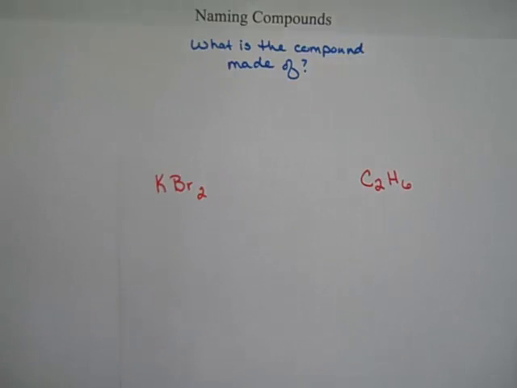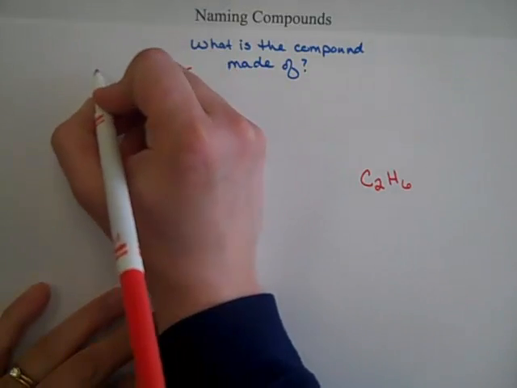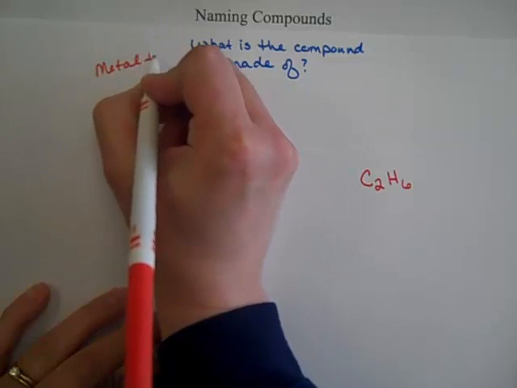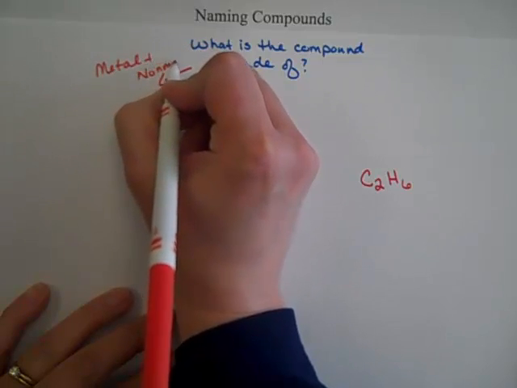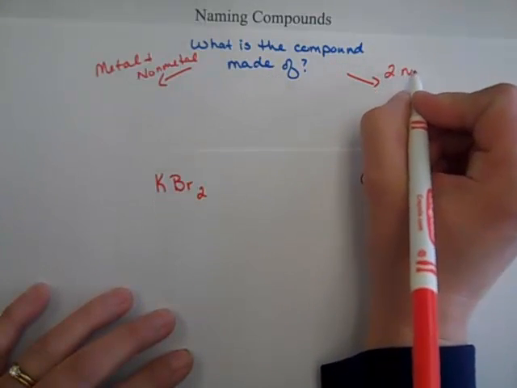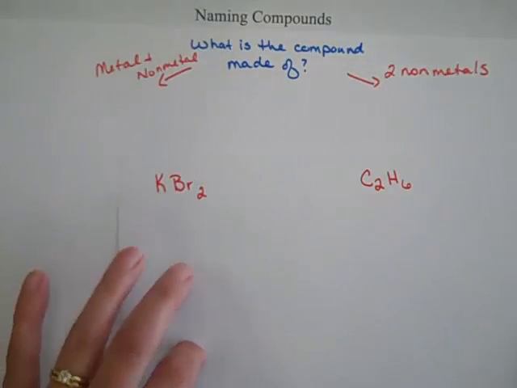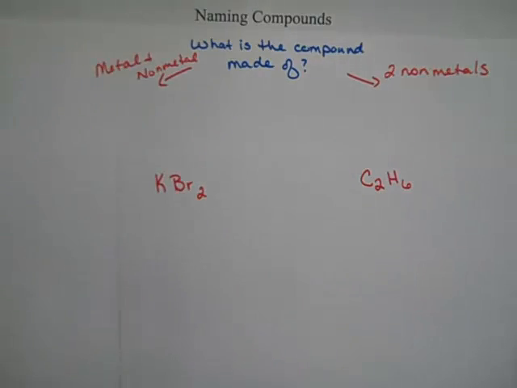All right, now there's basically two options that we can go with that. Is it a metal and a nonmetal? Metal and nonmetal. Or is it two nonmetals? Depending on what it is made of, that's going to determine what it is exactly that we're going to do to name it. So let's start with this first one.